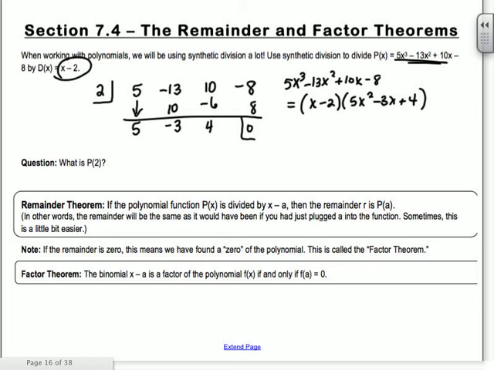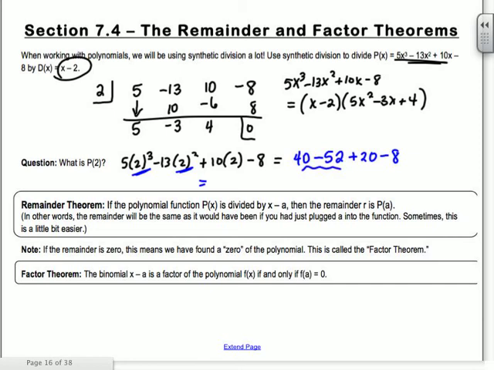Okay, so the question is, what is p of 2? So p of 2, if we compute that, we'd have 5 times 2 cubed minus 13 times 2 squared plus 10 times 2 minus 8. Okay, so 2 cubed is 8 times 5 is 40. 2 squared is 4 times 13 is 52. Plus 20 minus 8. So you got a little mental math going on. So you have negative 12. So negative 12 plus 20 would be 8 minus 8. So you end up with 0.